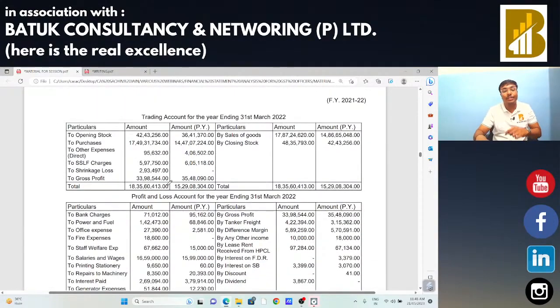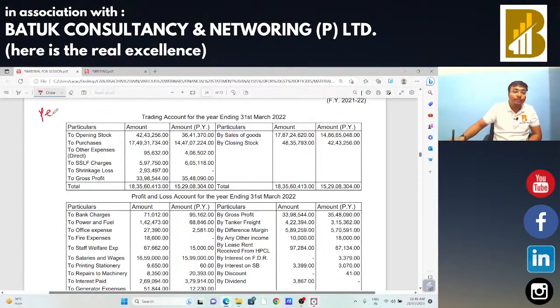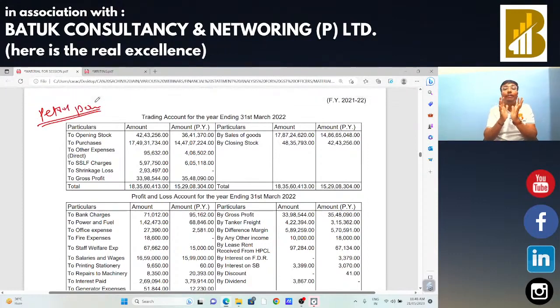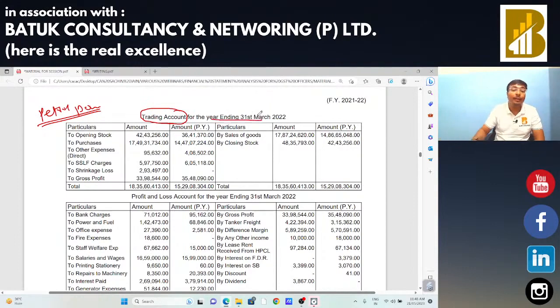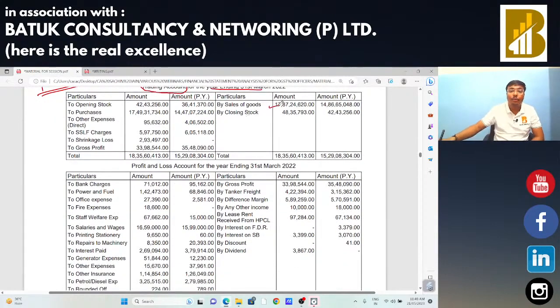Sir, I am going to take another financial statement, of a petrol pump. Okay, sir. Sir, the last financial statement is okay for you. The financial statement, that is the trading profit and loss account and the balance sheet part. Sir, everything is okay. Now, trading account. Sir, sales we are going to check. Opening stock is also there. Purchases is also there. Closing stock is also there.